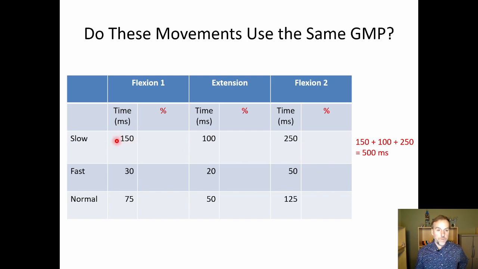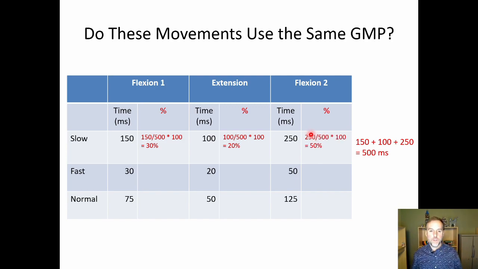So we're going to come back to our first event, and to calculate the percentage of the total movement time, we're going to take 150 divided by our total movement time, that's 500, and then multiply by 100 to turn it into a percentage. So here we get 150 divided by 500 times 100, we get 30%. Okay, great. Now we've got 8 more calculations to do. So for this one, this is going to be 100 divided by 500 times 100 to make it a percentage. So here we get 20%. This is 250 divided by 500 times 100, and that should be 50%.